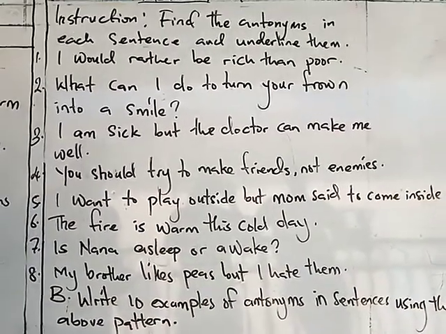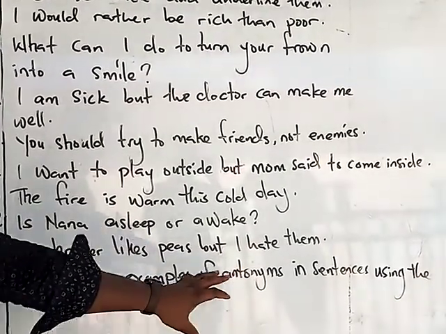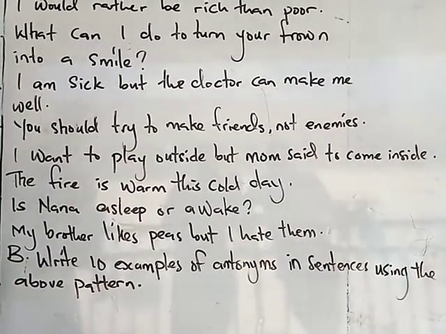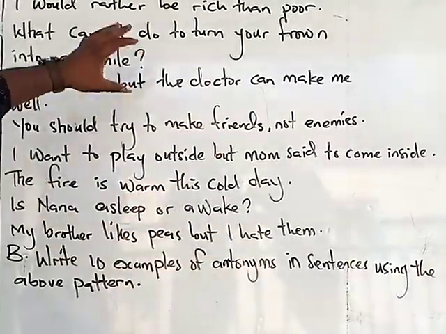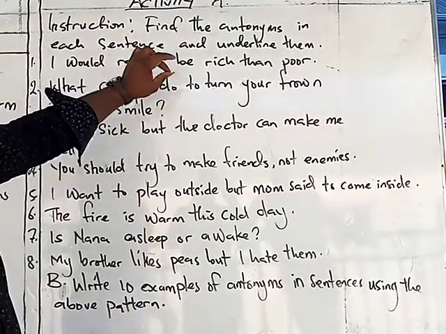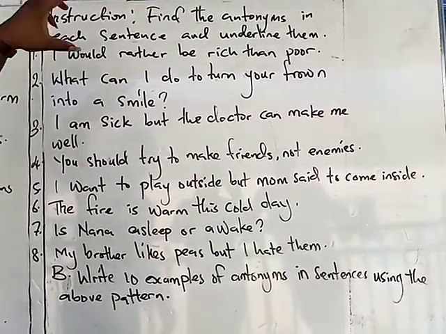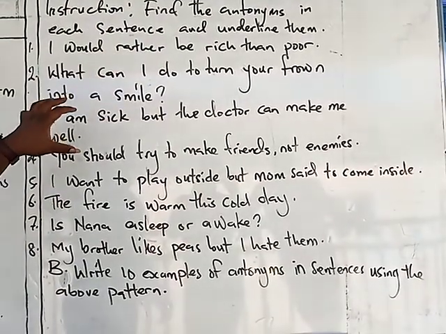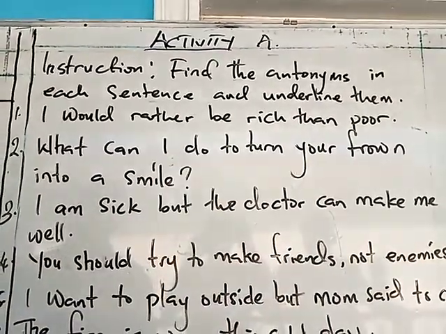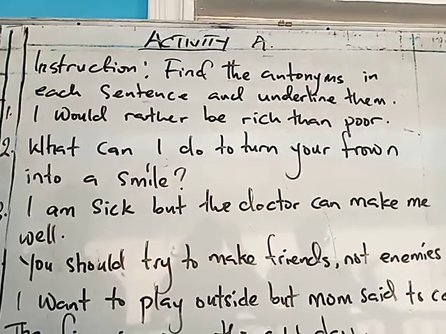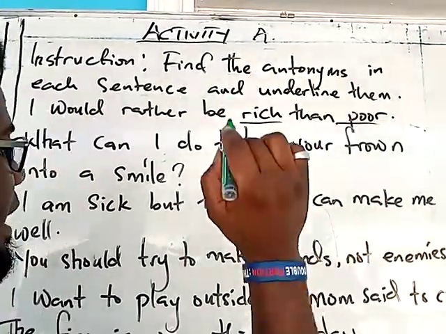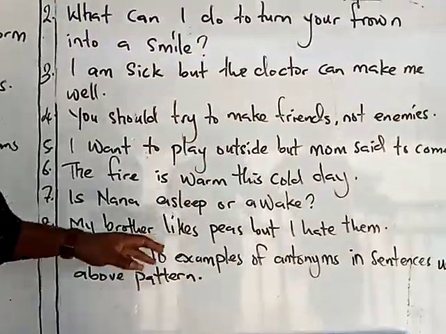Down to activity B. Activity B says, write examples of antonyms in sentences using the above pattern. You are to write 10 examples using this same pattern in activity A. That is to say that your word and its antonym must be contained in each sentence. For instance, I will give you the answer to number 1 here. I would rather be rich than poor. In this sentence, rich is a word, and the opposite of rich is poor. So your sentences in activity B must follow this pattern.